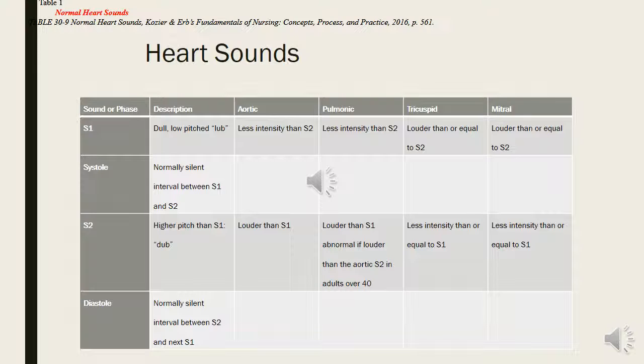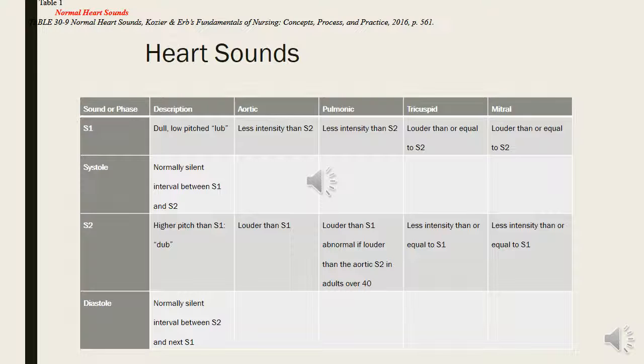And if it's heard over the aortic valve, it's louder than S1. On the pulmonic valve, it's louder than S1. Abnormal if louder than the aortic S2 in adults over 40. The tricuspid valve, it'll be less intense than or equal to S1. So, listen for a minute, then distinguish the first sound, which is S1.